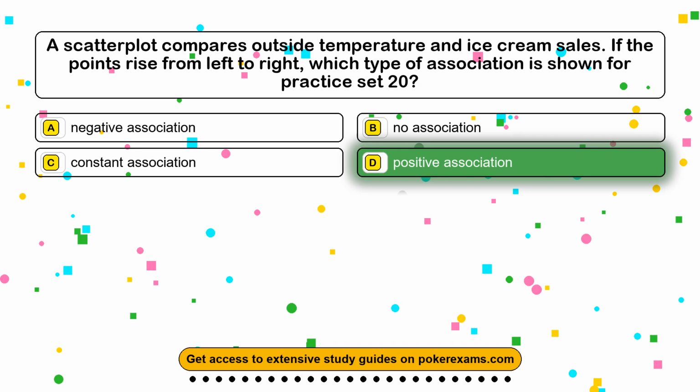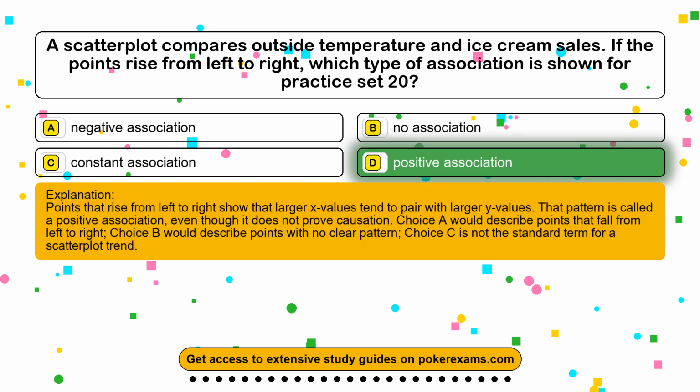The correct answer is option D, positive association. Points that rise from left to right show that larger x-values tend to pair with larger y-values. That pattern is called a positive association, even though it does not prove causation.